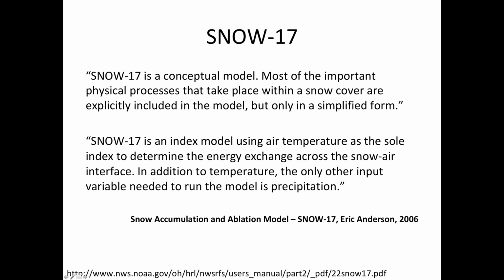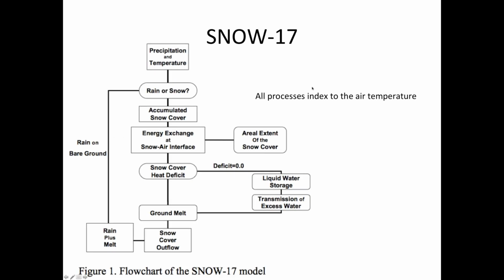So the physical processes that take place within a snow cover are included in the model, but only in a simplified form. So here is a flow chart for the Snow 17 model. And basically, this one is pretty straightforward to understand. You feed it a time series of precipitation and temperature, at a daily time step. Each time step, it says, is this rain or snow based on a temperature threshold? If it's snow, you accumulate snow cover.